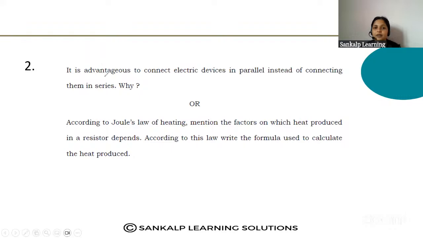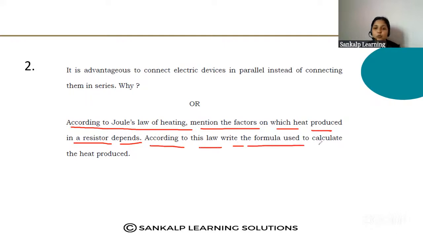Is it advantageous to connect the electric devices in parallel instead of connecting them in series? Why should we connect them in parallel instead of in series? That is the question. And the second question is: according to Joule's law of heating, mention the factors on which the heat produced in a resistor depends. According to this law, write the formula used to calculate the heat produced.